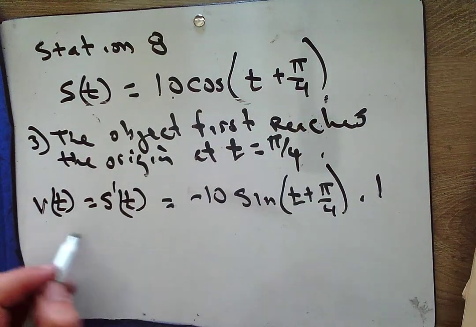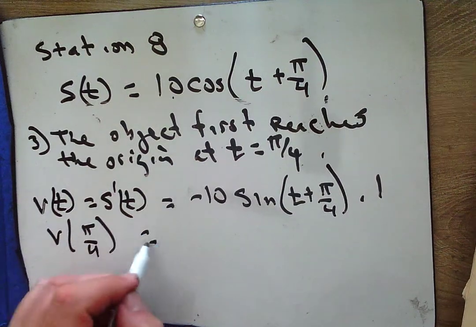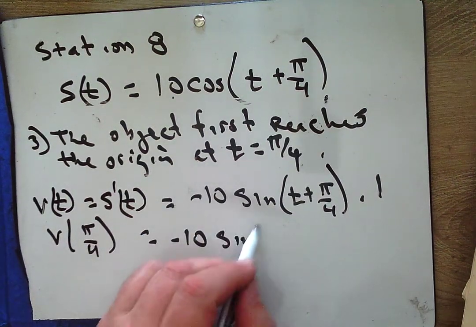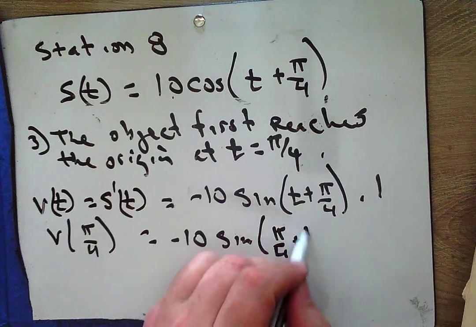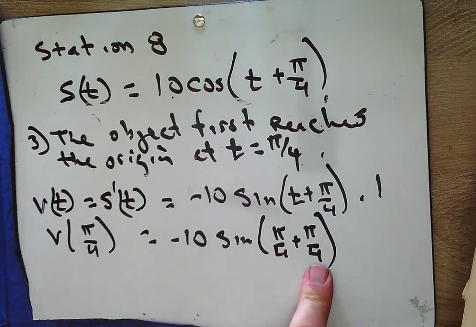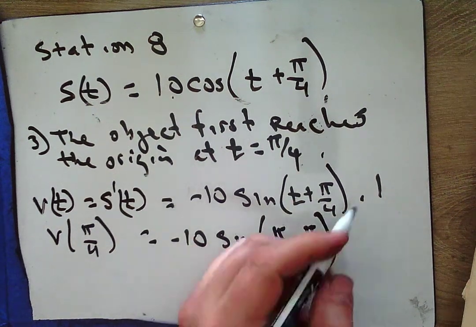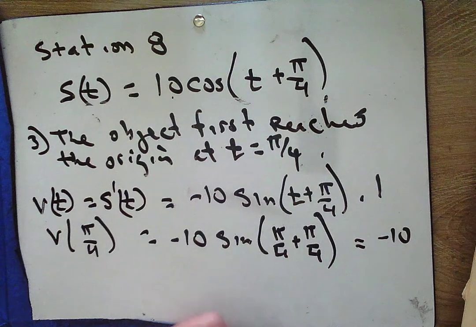So now we want v of pi over 4, negative 10 sine of t plus pi over 4. Pi over 4 plus pi over 4 is pi over 2. Sine of pi over 2 is 1. 1 times negative 10 is negative 10.